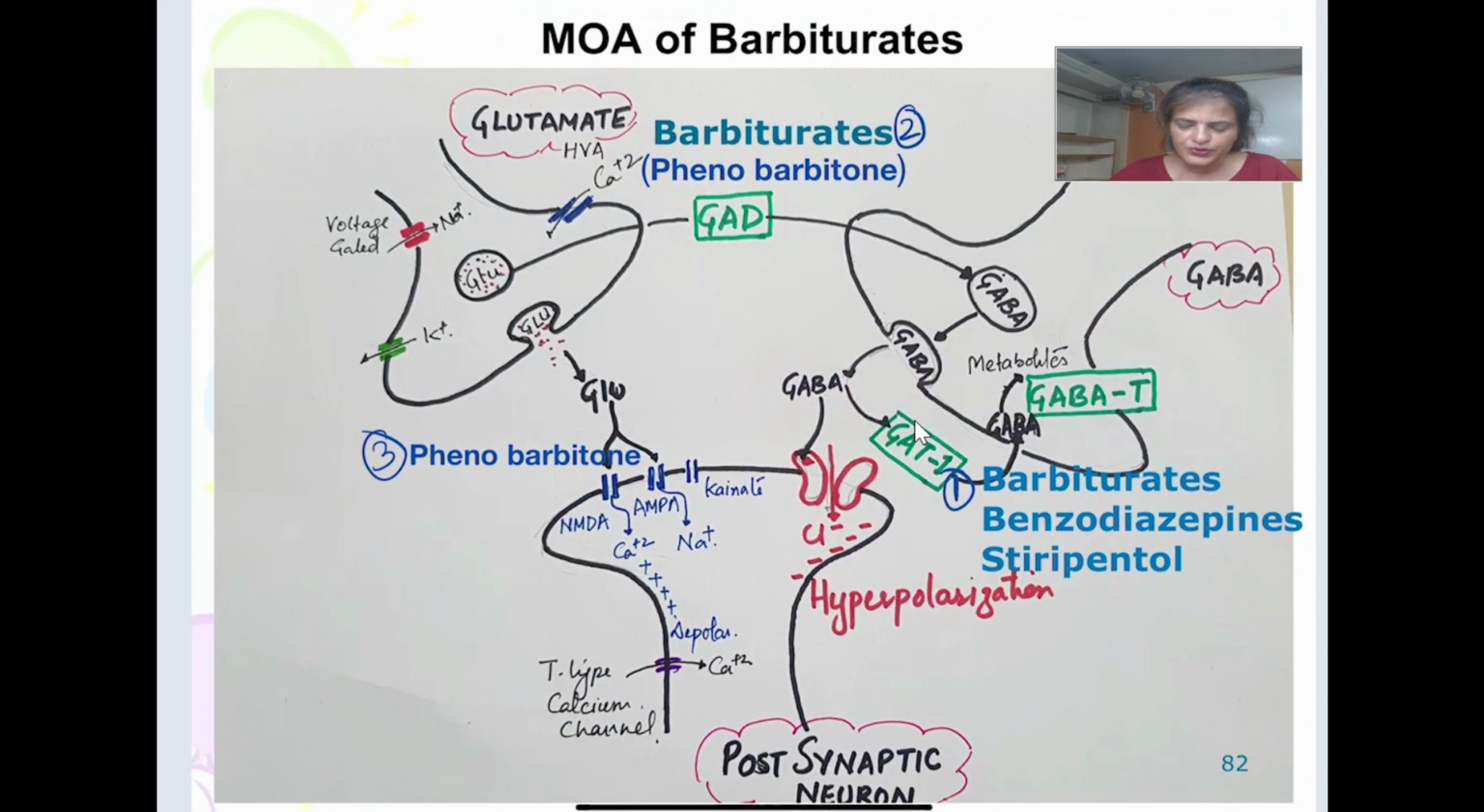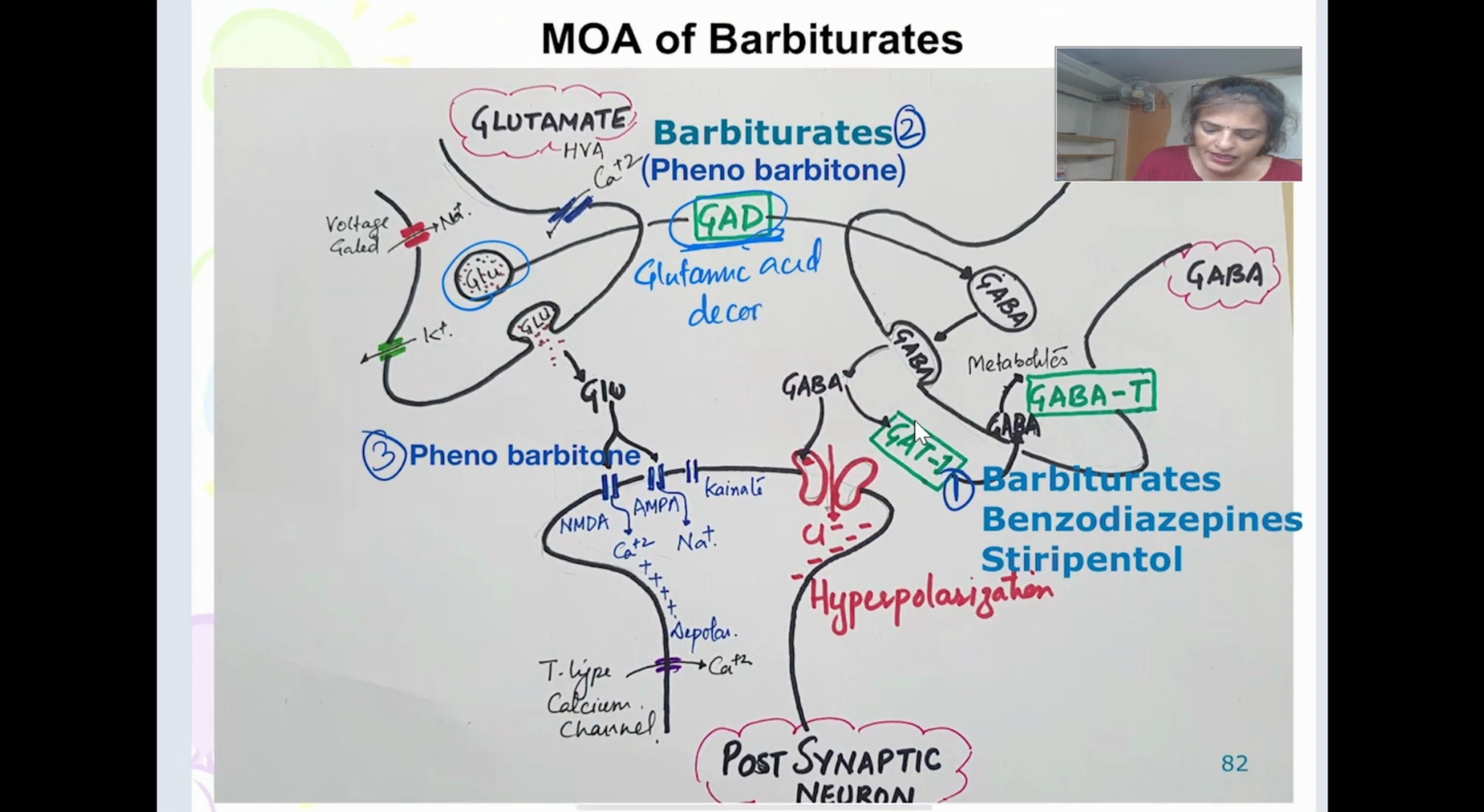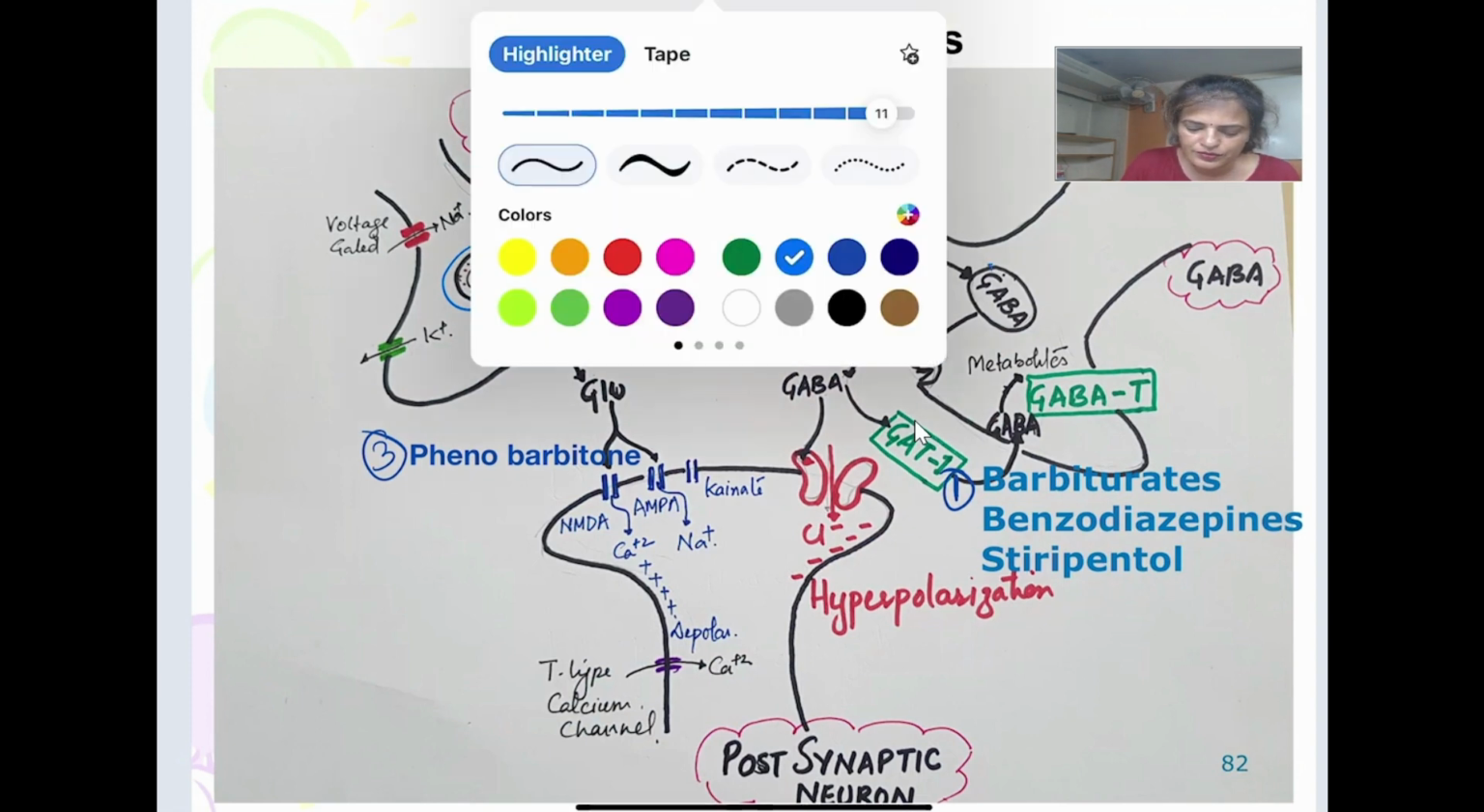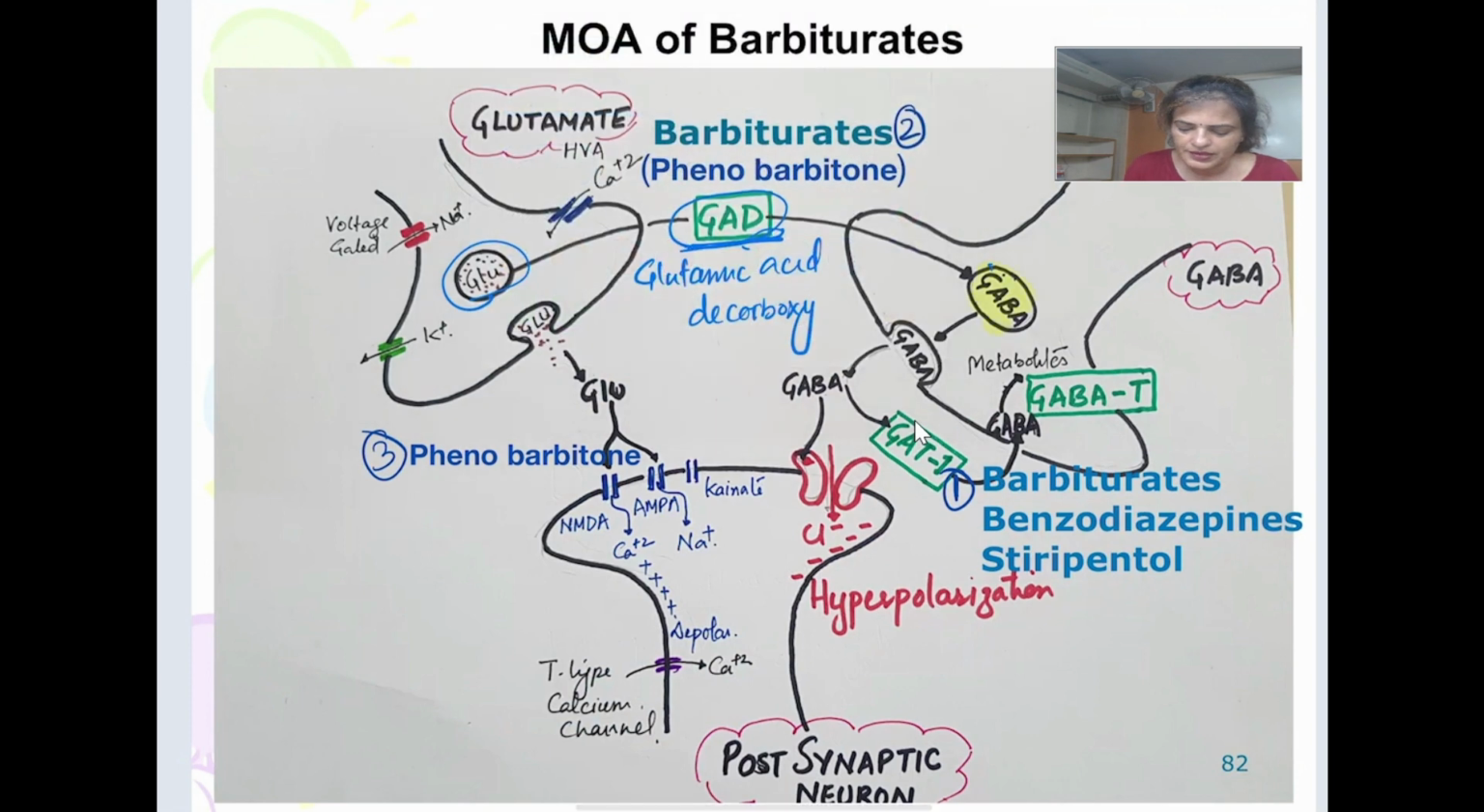So coming to the first one, you can see here how GABA is synthesized. It is synthesized from glutamate by the action of GAD, glutamic acid decarboxylase. The full form is glutamic acid decarboxylase. With the help of this enzyme, the glutamate is converted into GABA. ये GABA में आ जाएगा आपका glutamate, that is converted into GABA. ठीक है? So once it is synthesized, then what will happen?